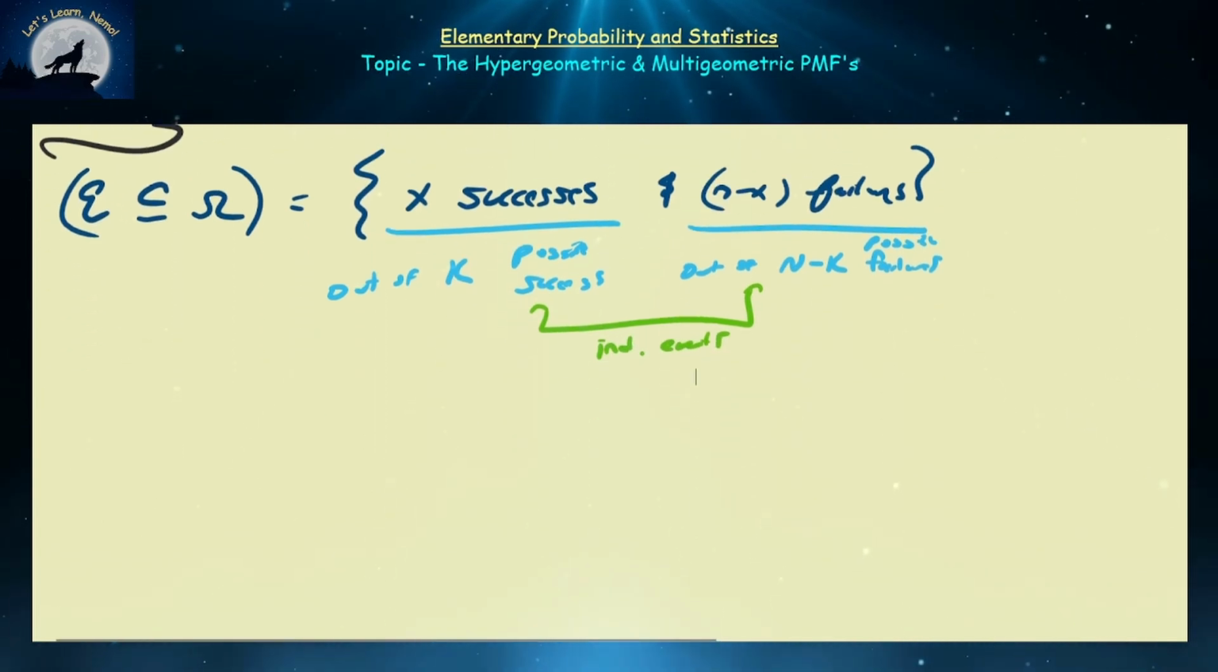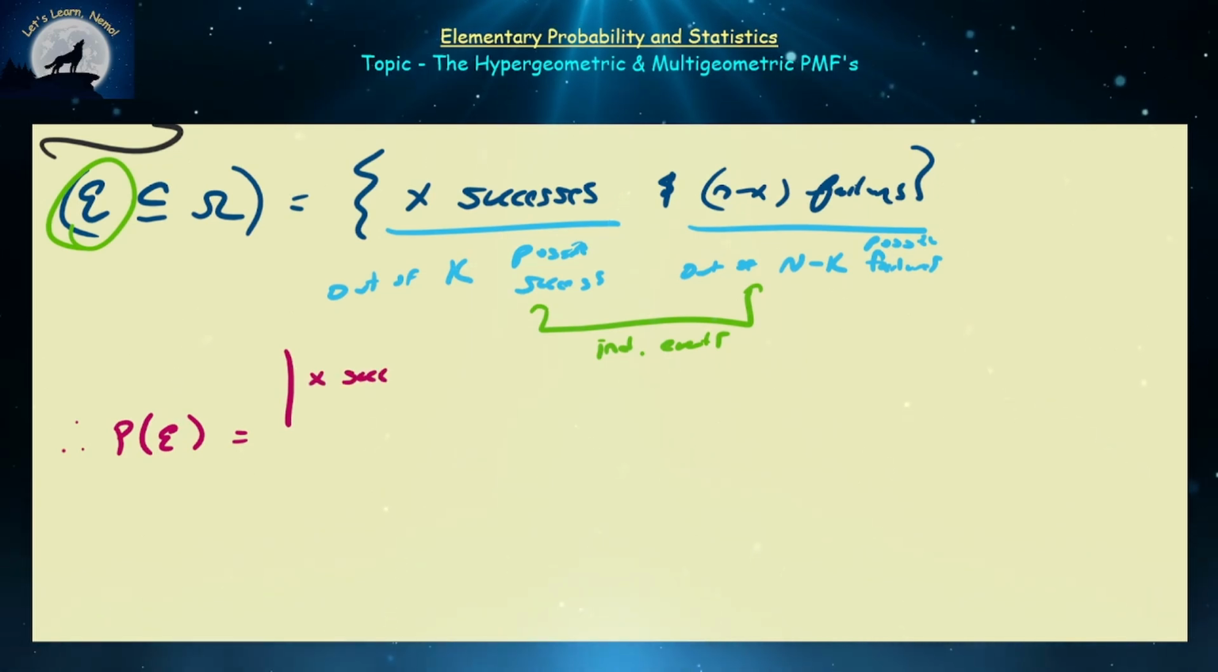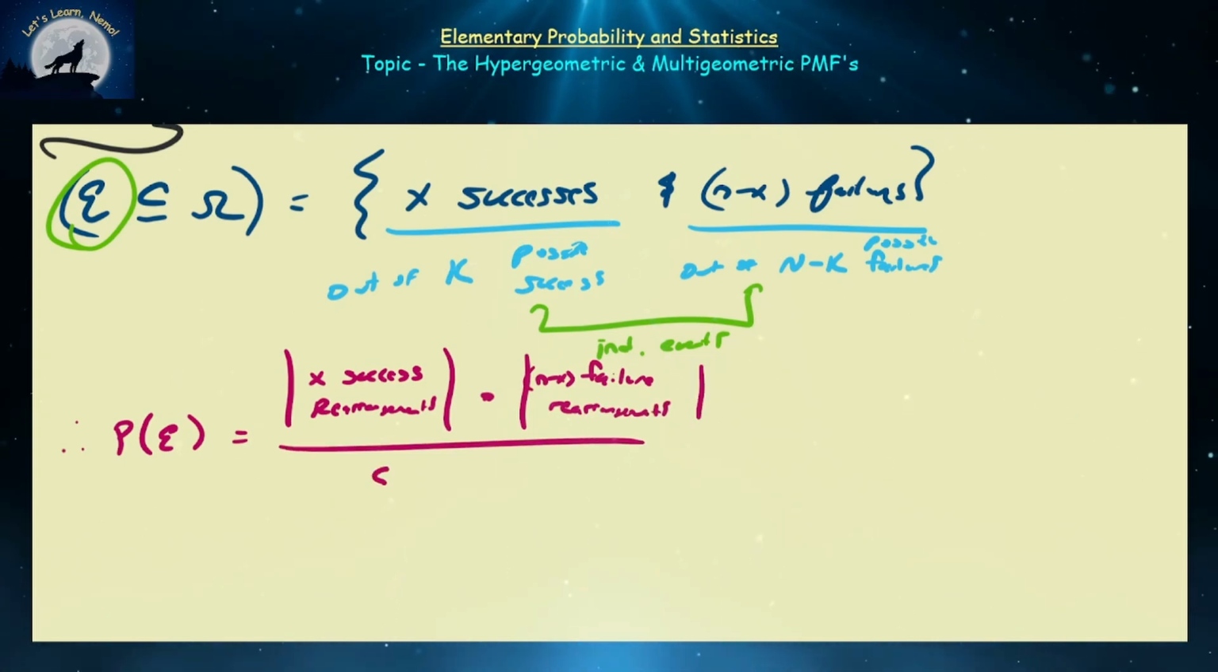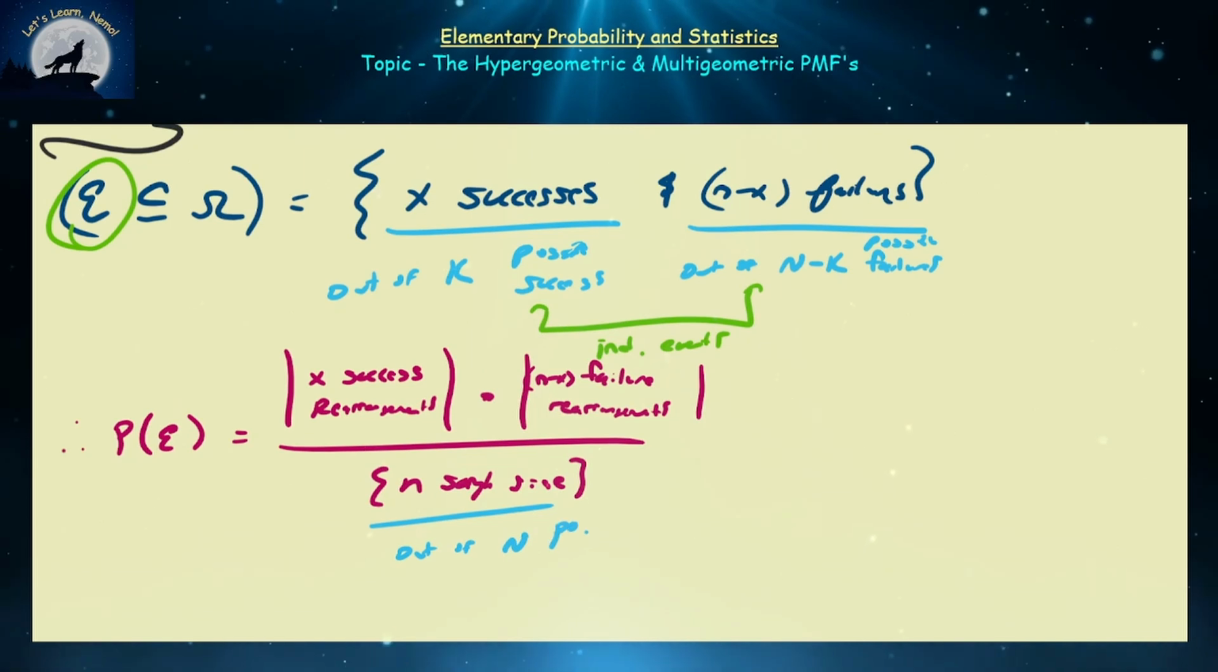So what is the probability of this particular event, E? The probability of E is equal to the number of those x success rearrangements multiplied by the number of those n minus x failure rearrangements, all divided by our n sample size rearrangements, out of our capital N possible outcomes.